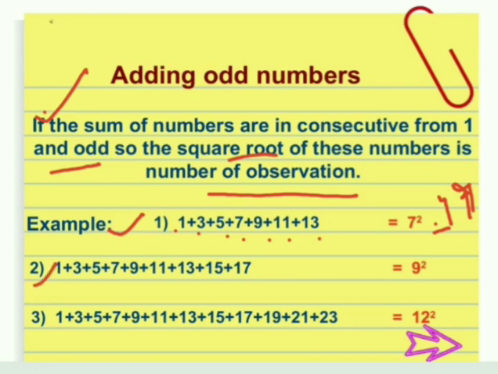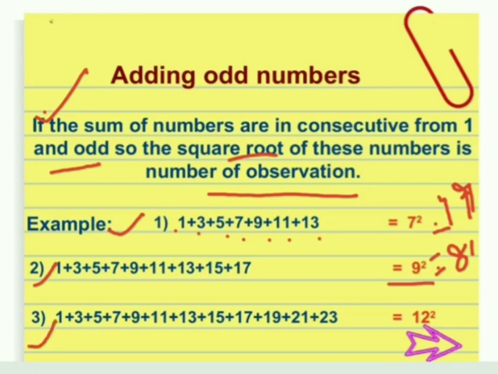1 plus 3 plus 5 plus 7 plus 9 plus 11 plus 13 plus 15 plus 17. So here we have 9 as the number of observations. So its sum will be equal to 9 square. It means when we add this, we will get the sum equal to 81.